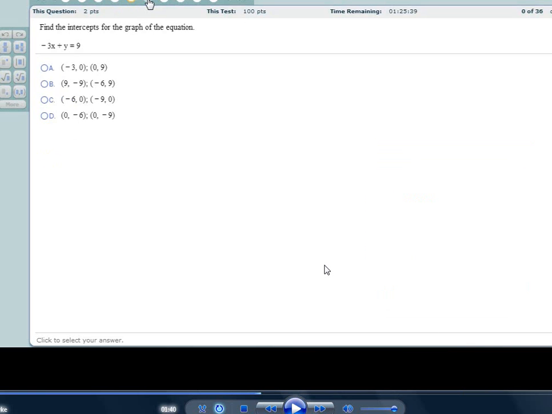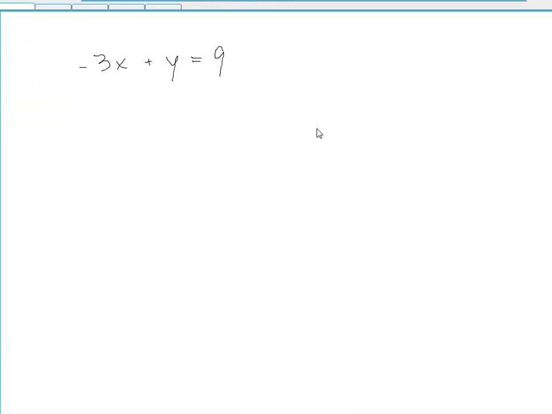Okay, now here's number 15. All right, notice it says find the intercepts for the graph of the equation. Here's the equation. And notice this time it gives us the intercepts already in xy form, in coordinate point form. So that's how you're going to come up with your answers in the end, but it's already there for us. Let's find your intercepts. Doesn't matter which one you find first.